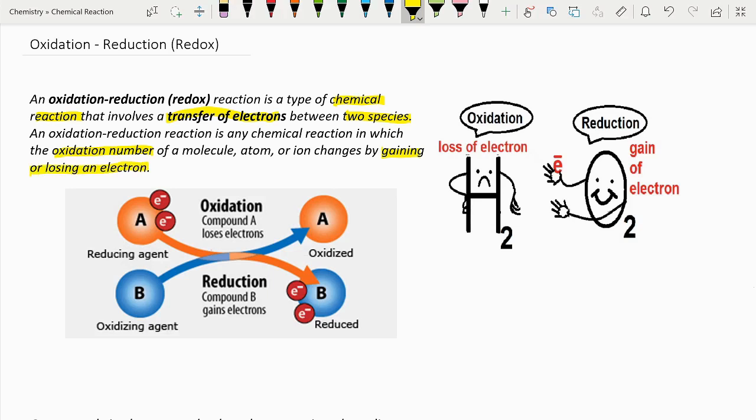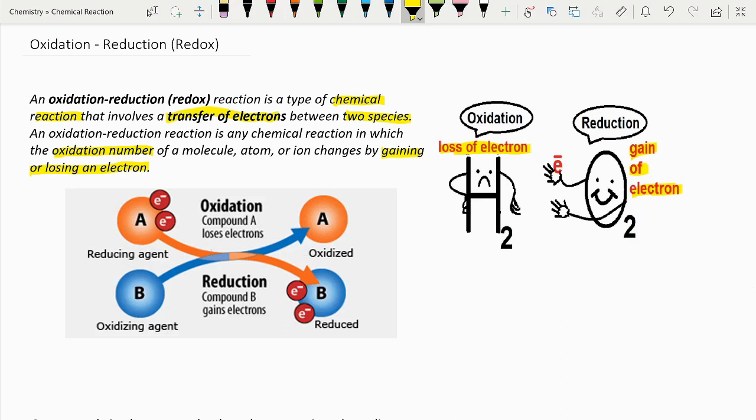So a substance is oxidized if it loses an electron or becomes more positive because an electron is negative, and a substance is reduced if it gains more electrons or becomes more negative. This means that you cannot have an oxidation reaction without also having a reduction reaction.